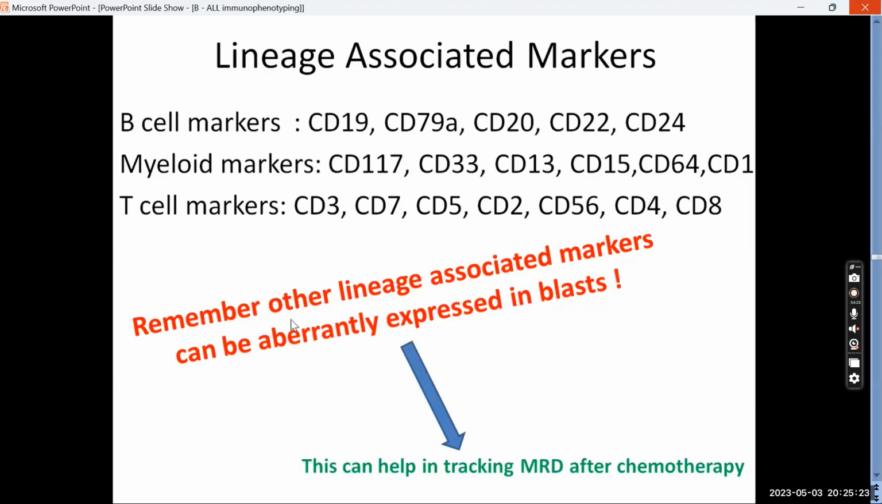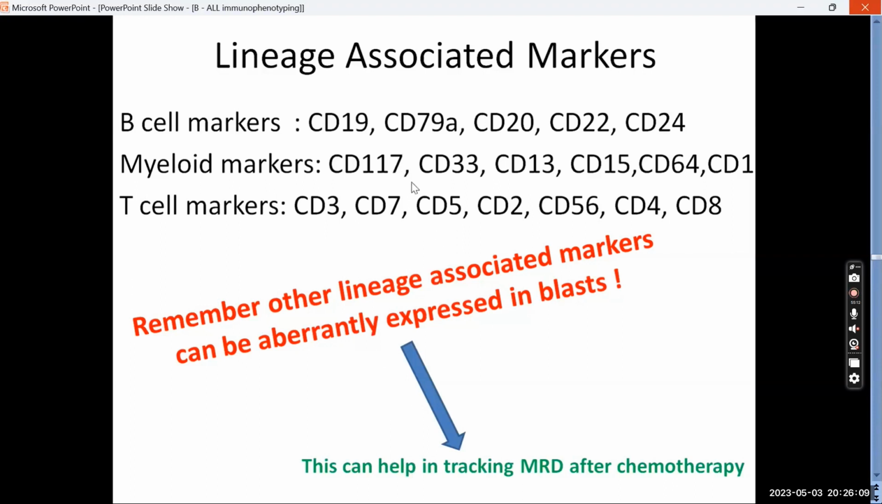Remember, other lineage associated markers can be aberrantly expressed in blasts. For example, in the case of B-ALL, CD13 and 33 can be aberrantly expressed. Okay, it's very common in Philadelphia positive B-ALL, especially in adults. In adults, a B lymphoid blast can express CD33 and 13. So that may occur in Ph positive B-ALL. Similarly, an AML can aberrantly express CD19, which is commonly seen in AML with translocation 8;21. Similarly, AML can aberrantly express CD7. It can aberrantly express CD56. So other lineage associated markers can be aberrantly expressed in blasts.